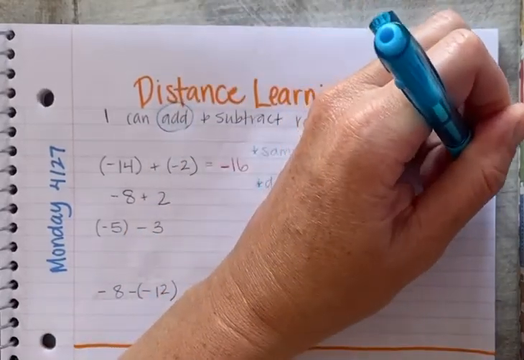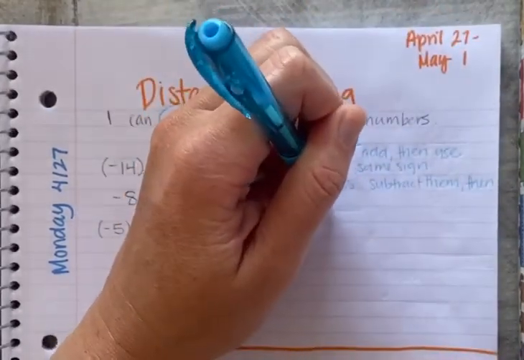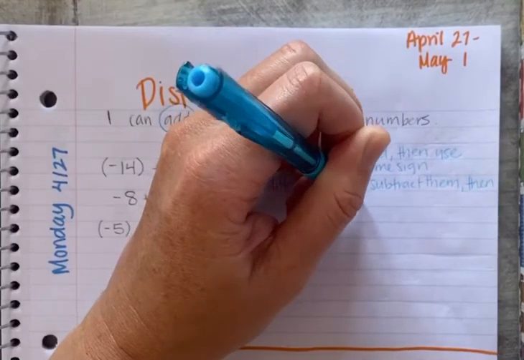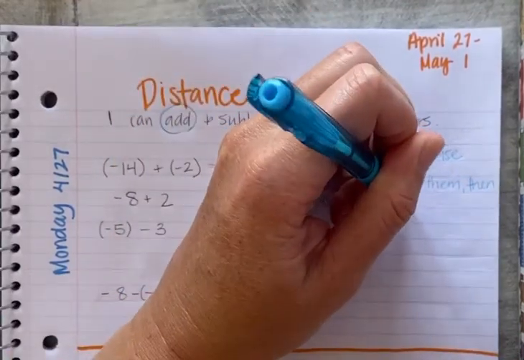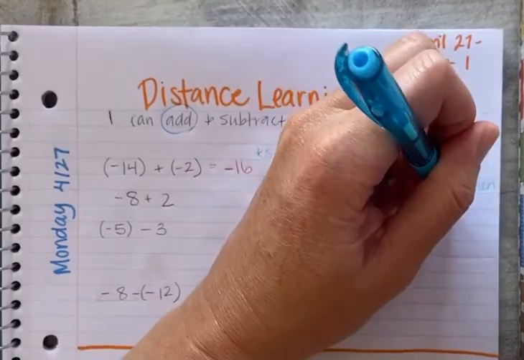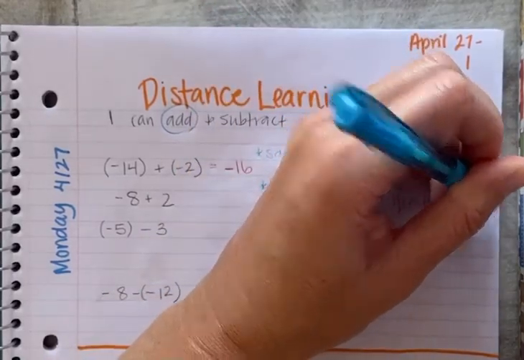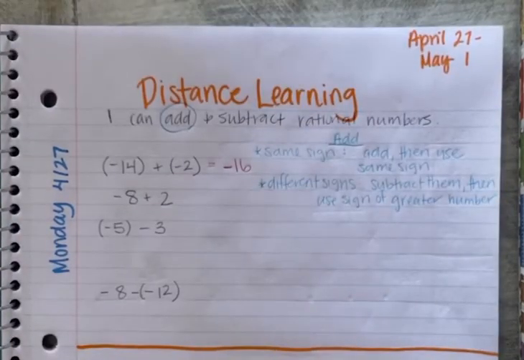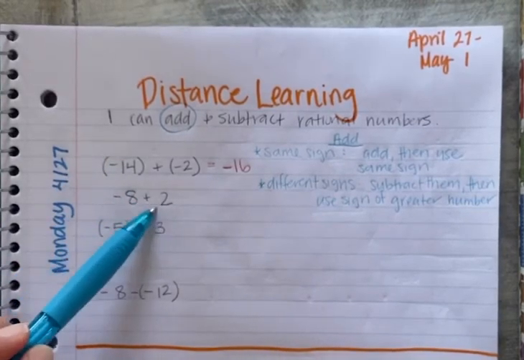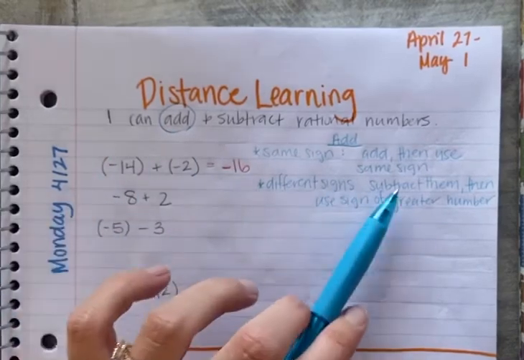Then we use the sign of the greater number. Really the greater number with the biggest absolute value, so the number that's furthest from 0. So these two numbers, they have different signs, so I'm going to subtract them.